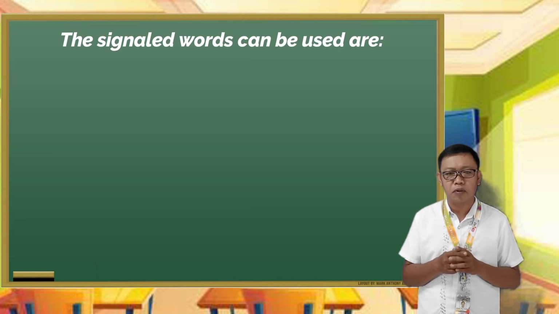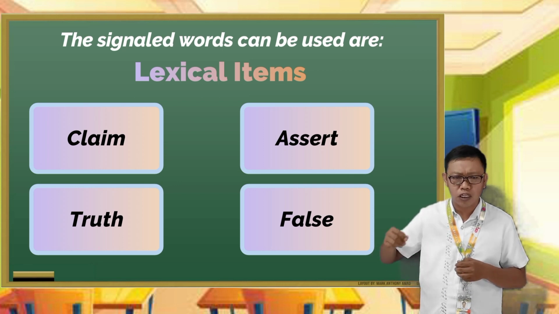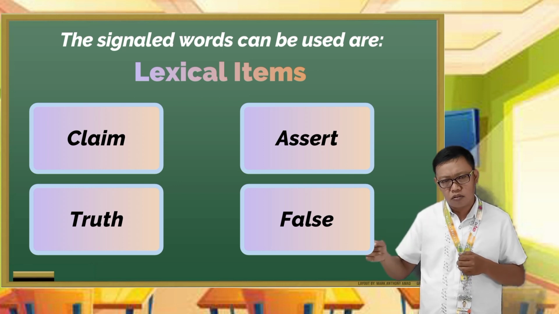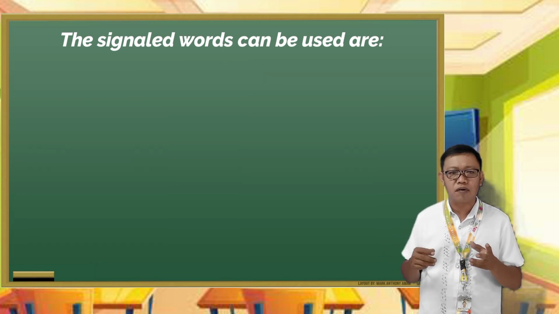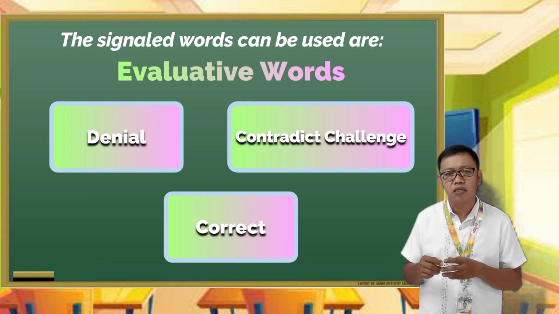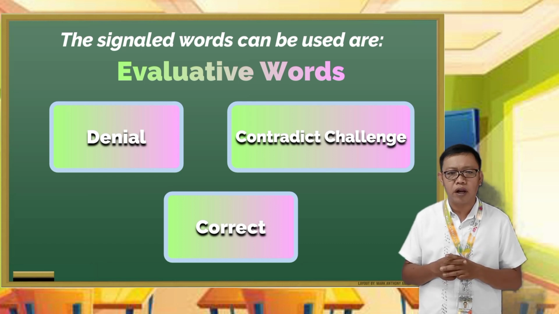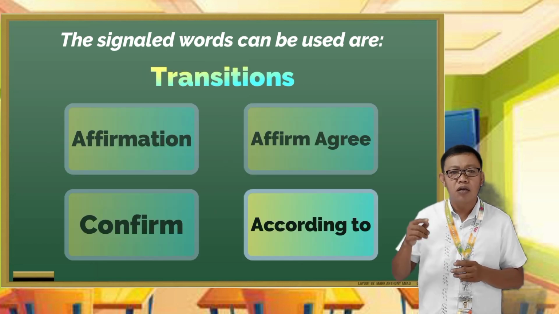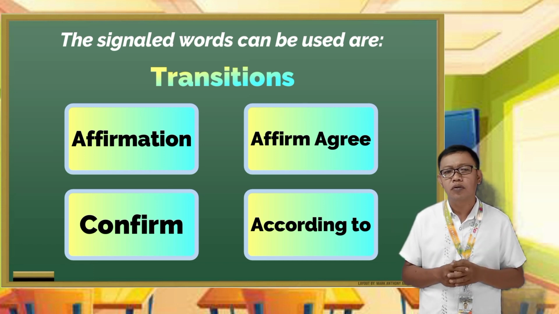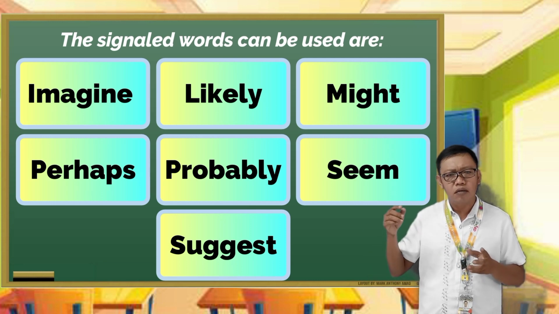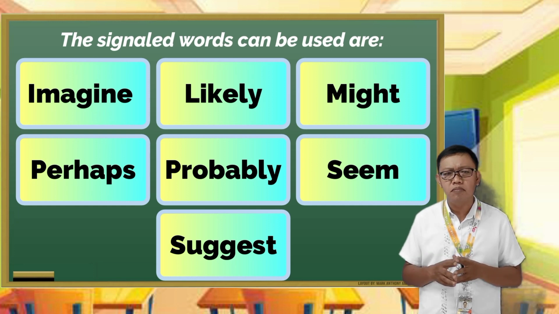The signal words that can be used are, in lexical terms, we have to know that the purpose is to claim, assert, give the truth, or say it's false. You can also use evaluative words, whose function is to make a denial, contradict, challenge, or even correct. And then the transitions is affirmation, to affirm, agree, confirm, and according to. Now the words imagine, likely, might, perhaps, probably, seem, suggest.